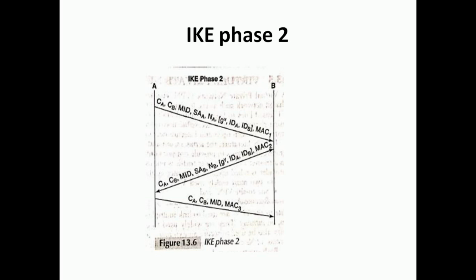Then both sides send their proposal for a suite of cryptographic algorithms to be used in the IPsec SA. These are denoted SA, SAA, SAB. So all this information they are going to exchange in message 1 and message 2. That is MID, then SA of A, nonce, then partial Diffie-Hellman key, the identity of A, identity of B, and MAC address. To guarantee freshness, both sides also generate and transmit nonces, that is NA and NB.